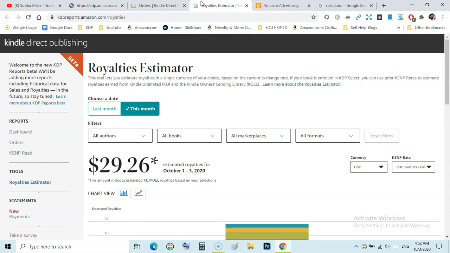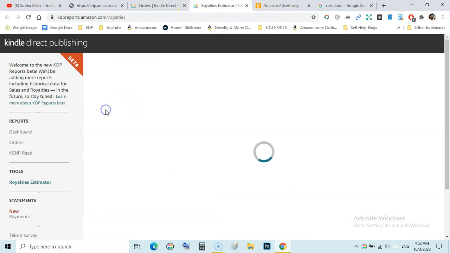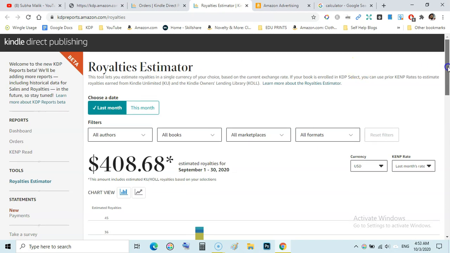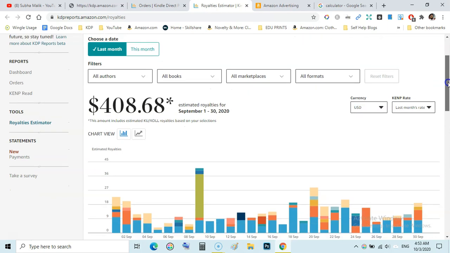This is for the current month, and just click on the last month, and you can see $408.68. This was my total income from Kindle Direct Publishing. Low and no content publishing income is $408.68. You can see from these graphs that the month was very slow during the first week and second week, and afterward things started picking up.